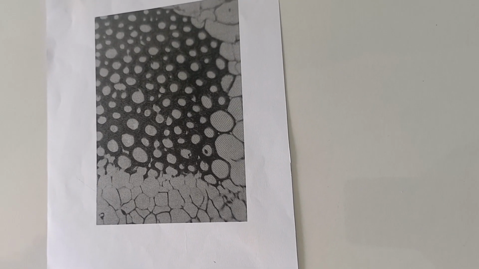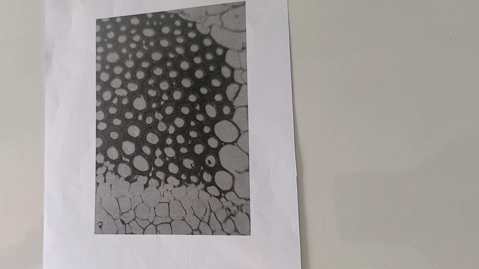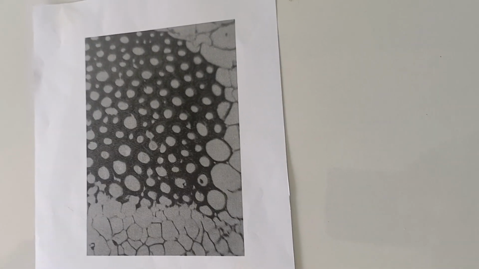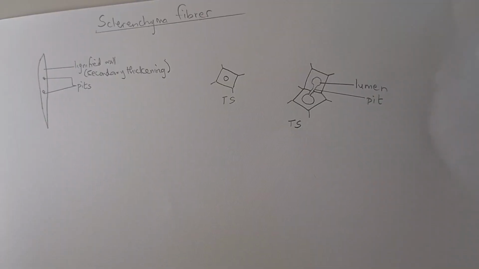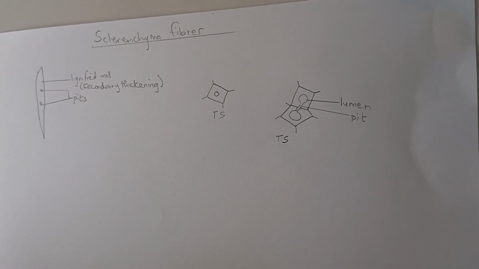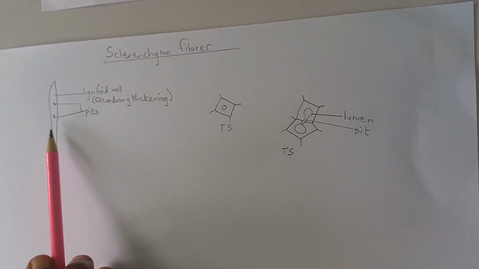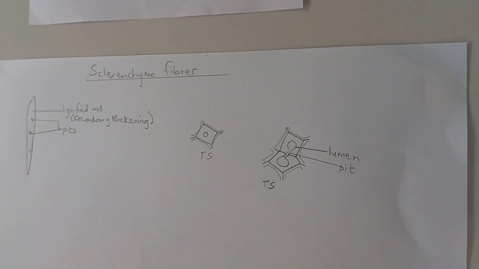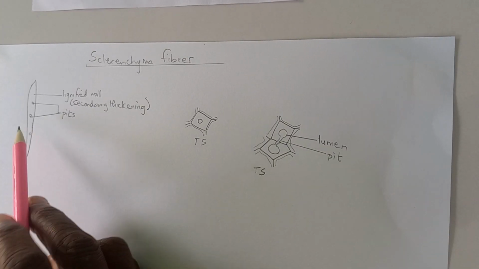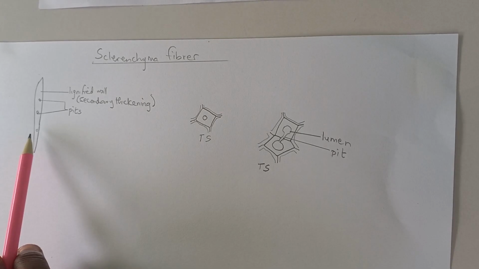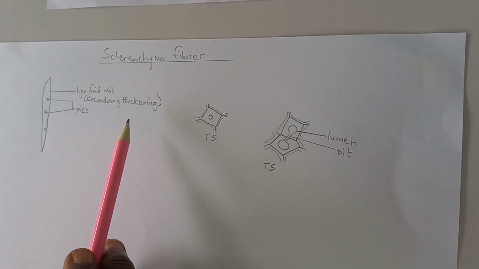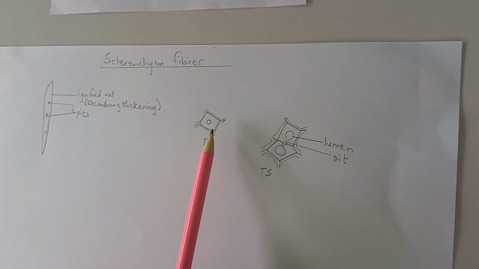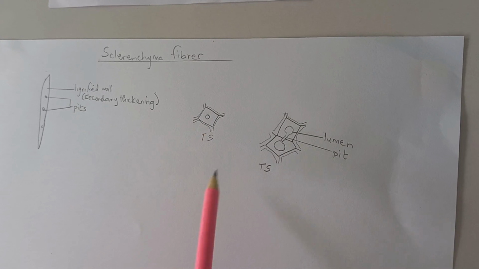Now we want to look at Sclerenchyma fibers. Here we have TS of Sclerenchyma here. But let's look at what a fiber looks like. Here is a fiber. They are elongated cells, tapering. The cells are elongated, polygonal in shape, with tapering ends, and they are dead, so they have a lumen and have pits. Now this is the TS. Because they are polygonal, that is the shape.